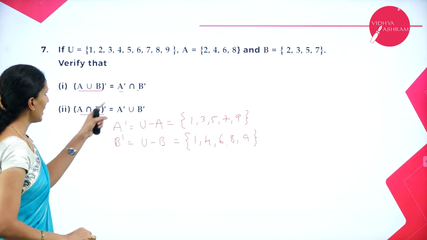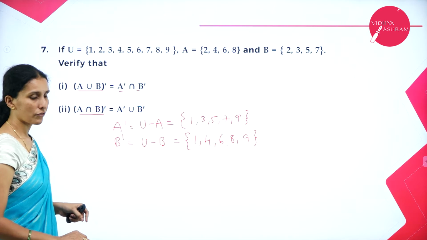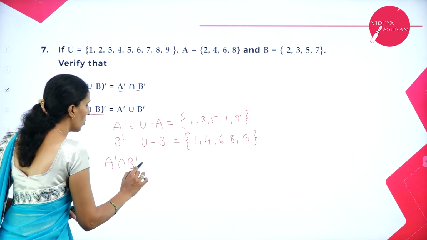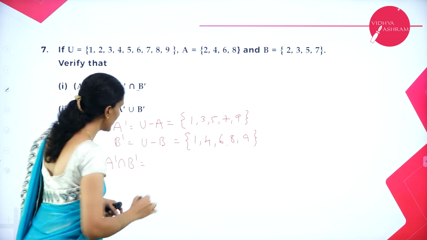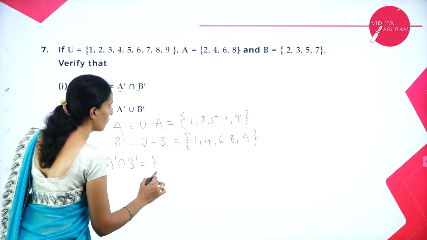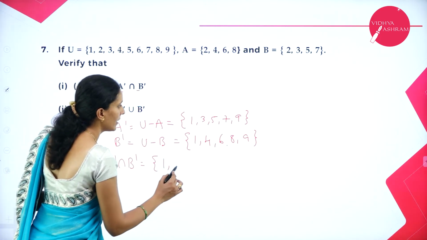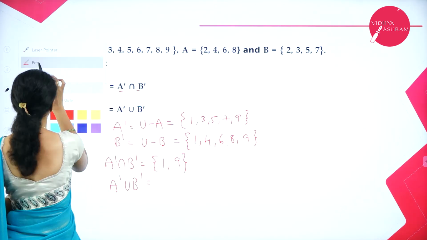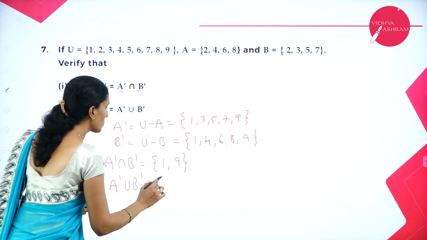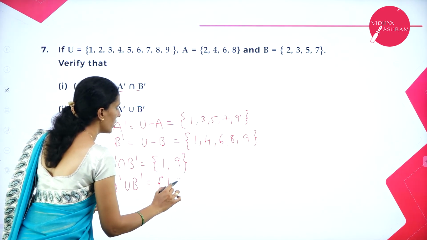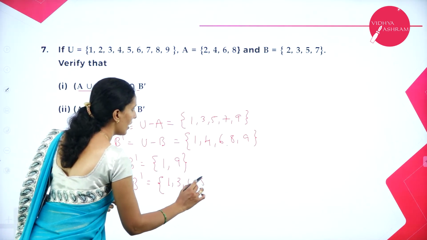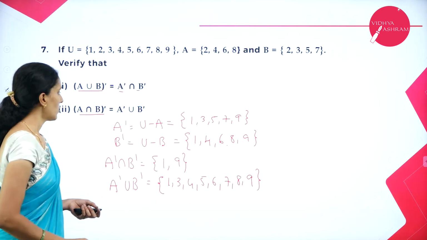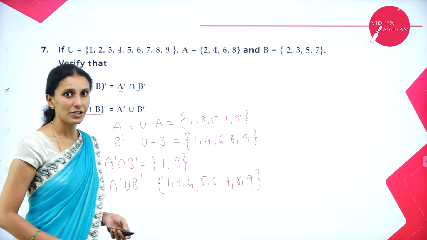Next, first let me take the intersection of these two sets, A dash intersection B dash. Do you find any common elements here? Yes, I have 1 in common, then 9 in common. Now let me take the union of these two sets. What is the union of these two sets? 1, 3, 4, 5, 6, 7, 8, 9. So now we are done with A dash and B dash.